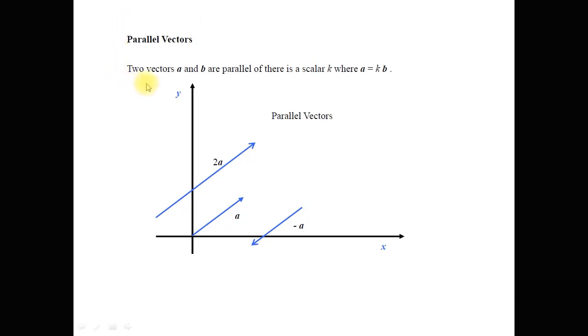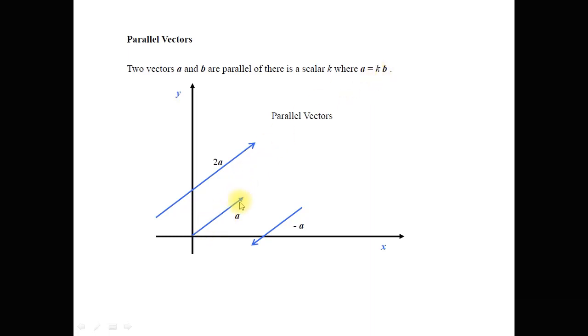So dear students, two vectors A and B are parallel if there is a scalar k where A is equal to kB, and k is a non-zero scalar. So two vectors A and B will be parallel if one vector is the scalar multiple of the other vector. In this definition, A is the scalar multiple of B. So vectors A and B are parallel vectors.